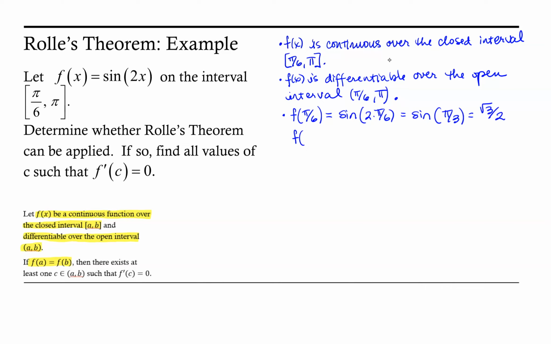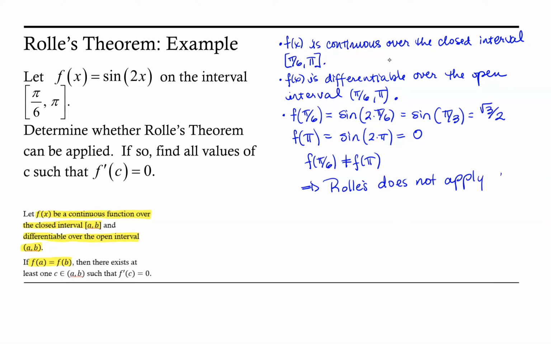f at my right endpoint, f at pi, equals sine of 2 times pi, and sine of 2 pi is equal to 0. Notice that f at pi over 6 does not equal f at pi, and that therefore implies that Rolle's theorem does not apply on this interval.